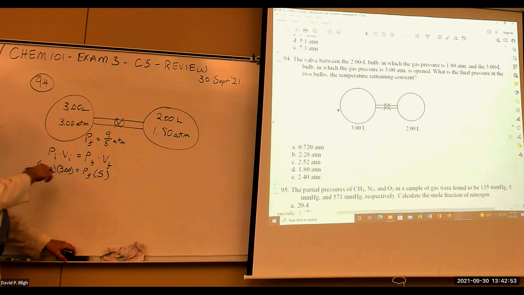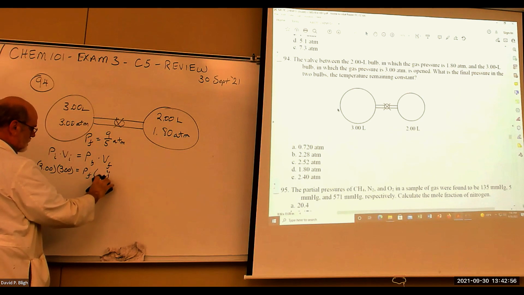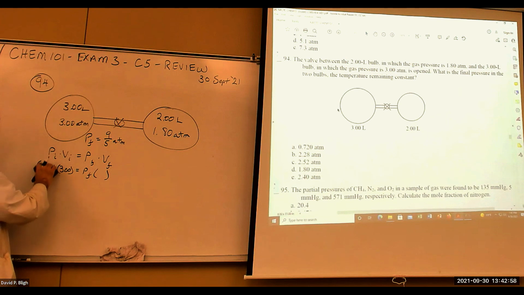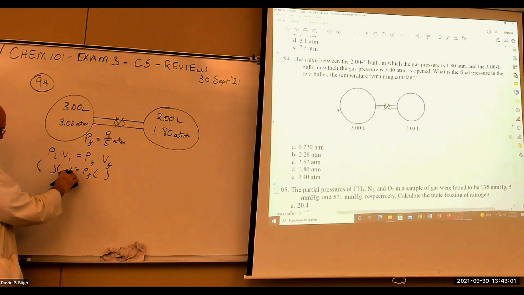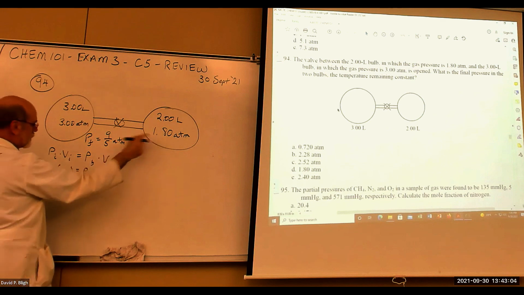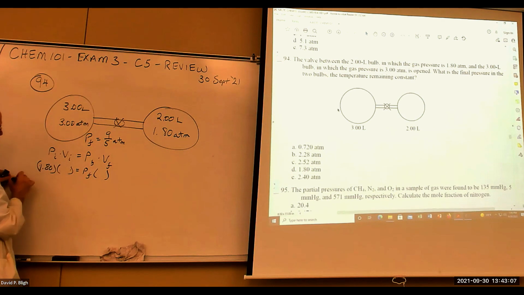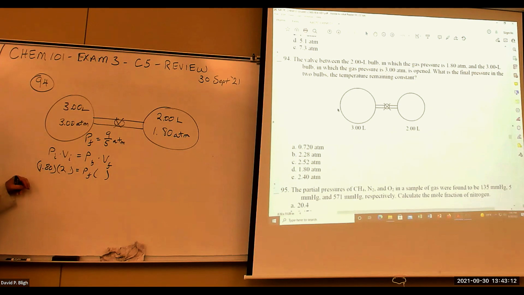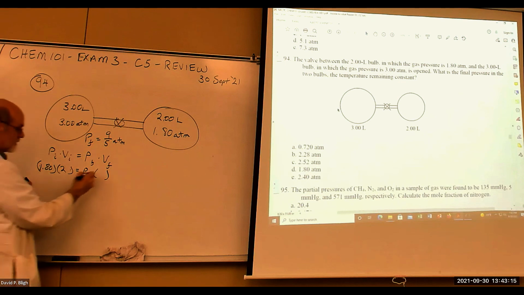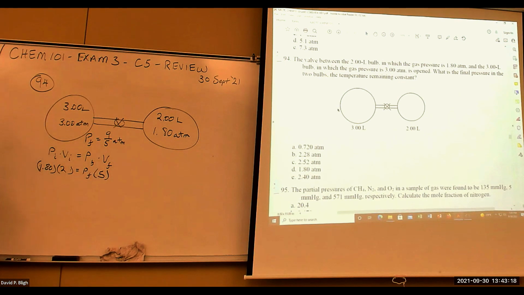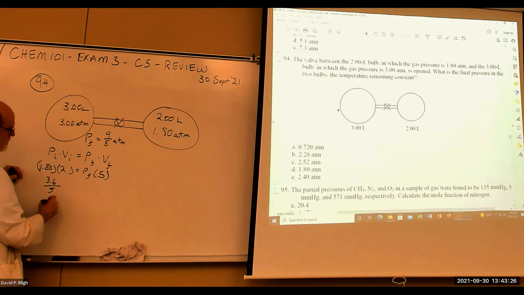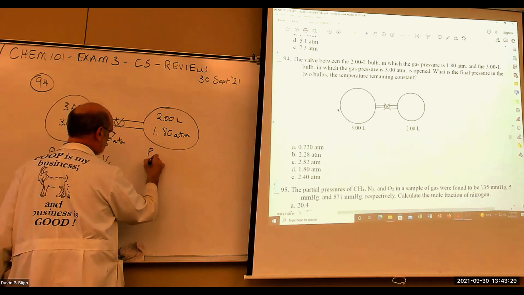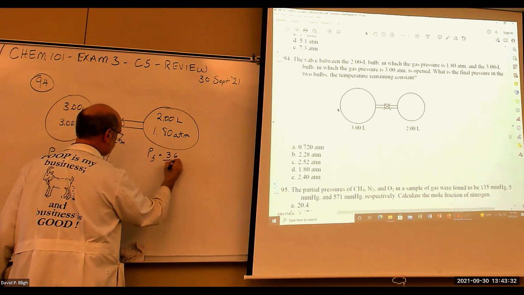Now let's make this one a vacuum. See what happens with that. Okay, initial pressure is 1.8 atmospheres. Initial volume is 2 liters. How about the final volume? It's the same, it's 5. Okay, so this one now is going to be 1.8 times 2, which is 3.6 divided by 5.